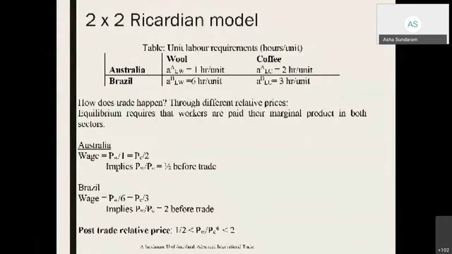In equilibrium, the trade price is going to be somewhere in between the two autarky prices. So the post-trade relative price is going to lie, we're going to call that PW over PC star. Anytime I say star, it means it's the trading price. Right? So the trading price is going to lie in between the two autarky prices.